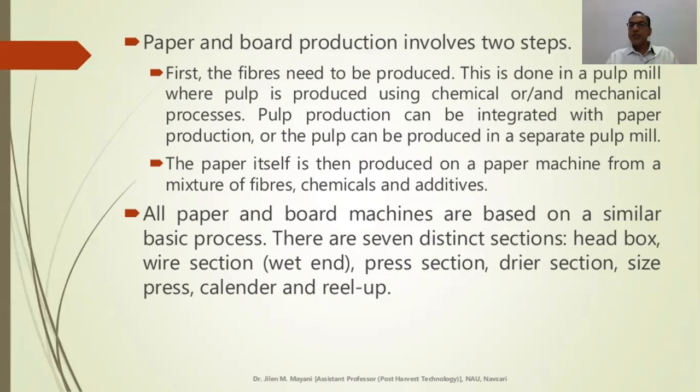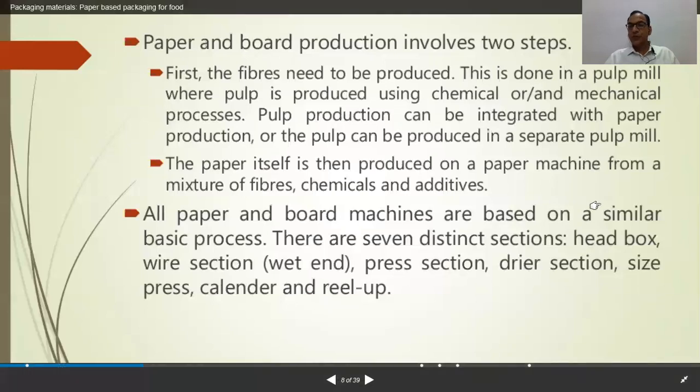All paper and board machines are based on a similar basic process, and there are 7 sections: head box, wire section, press section, dryer section, size press, calender and reeler. So these are the head box, wire section, press section, dryer section, size press, calender and reeler. These are the various basic processes in making of the paper.